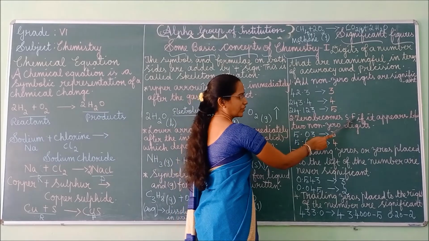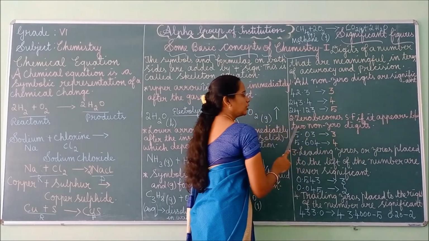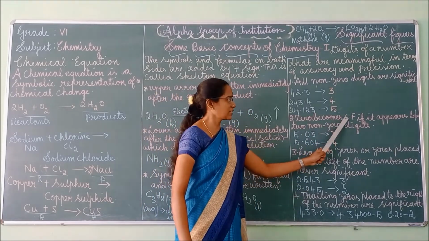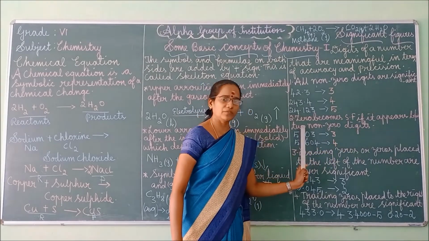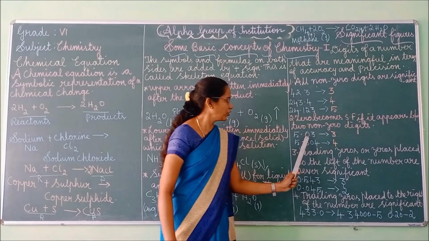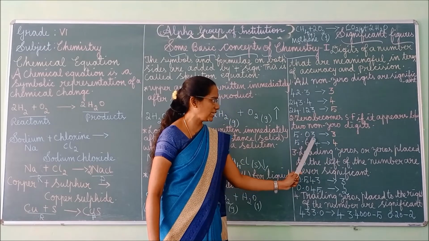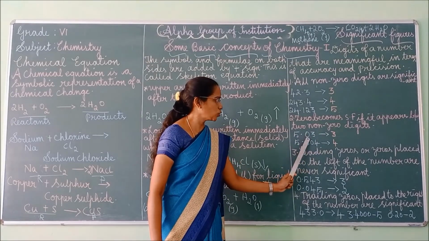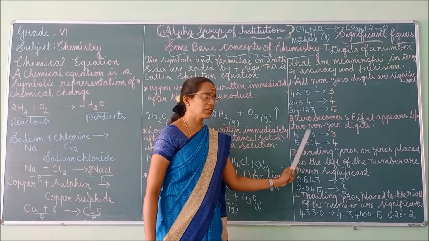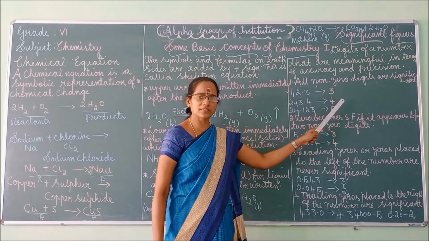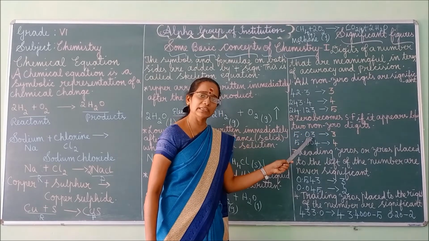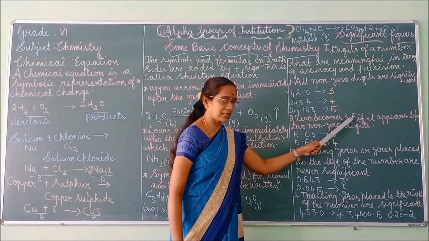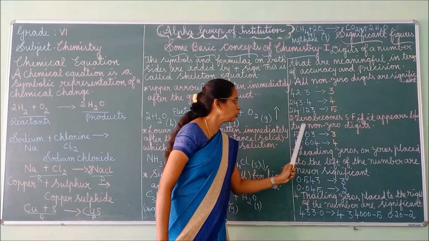Zero becomes a significant figure if it appears between two non-zero digits. What is the second rule? Zero becomes a significant figure if it appears between two non-zero digits. If you look at this example, 5.03, the significant figures are 3: 1, 2, 3. Why are we taking this zero as a significant figure? In the first rule I told you all non-zero digits are significant, but here we take this zero as significant. Why? That is based on the rule: zero becomes a significant figure if it appears between two non-zero digits.